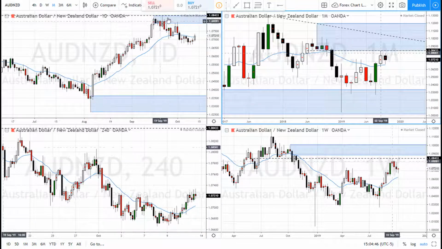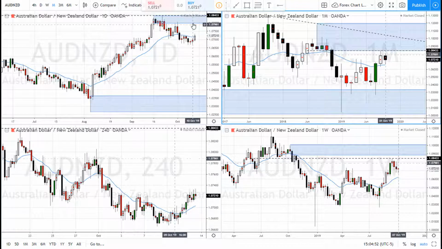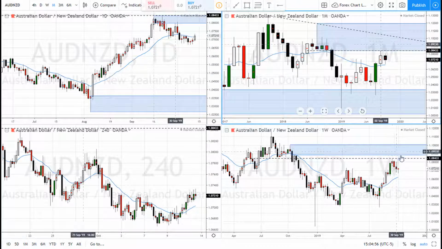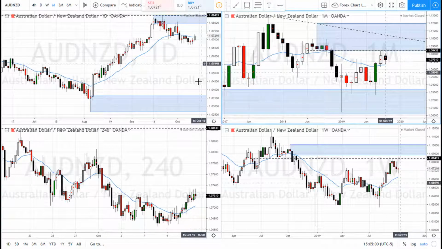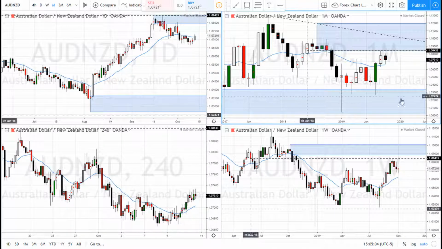So it created this area of supply, losing steam to the upside, and now it's going down. So it can go down or it can go back up, but if it goes back up here into the weekly area of supply, then we're looking to short again. But if it goes down, then we're looking to short on the way down.